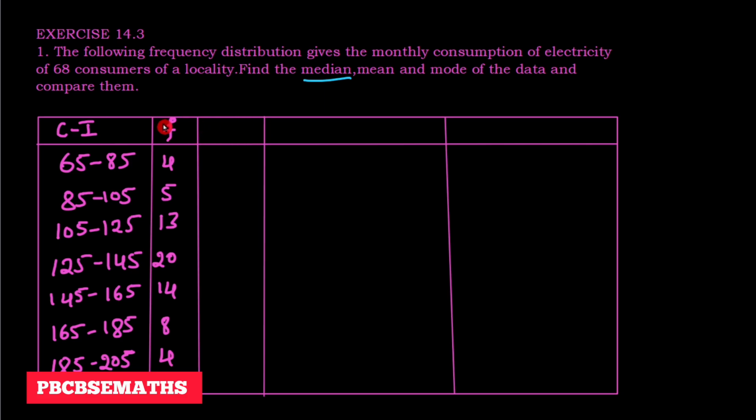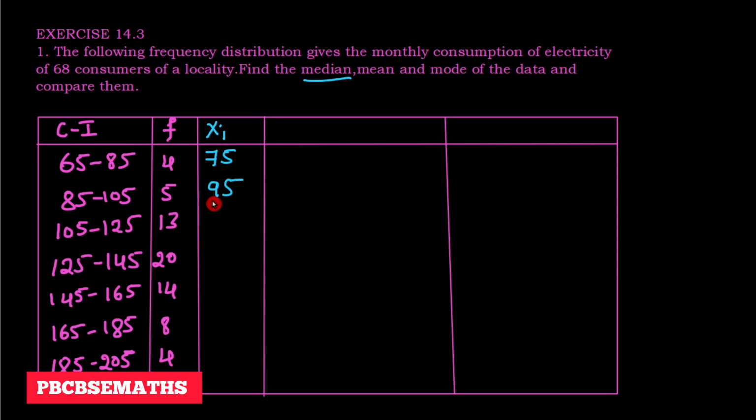For that, we need the class mark. So let's find out the class mark xi for this given data. Class mark can be found by adding the upper limit with the lower limit, then dividing it by 2. So 65 plus 85 divided by 2 gives us 75. So we will write that 75 here. In the same way, the class mark of this will give us 95. So we will write that here.